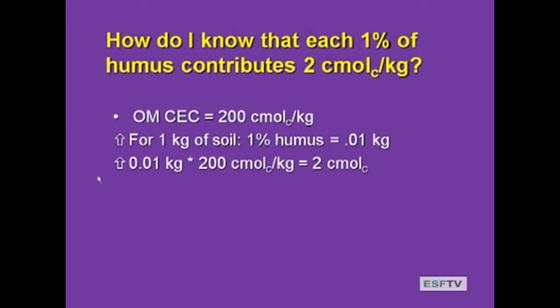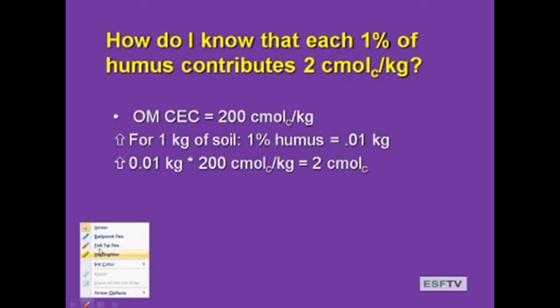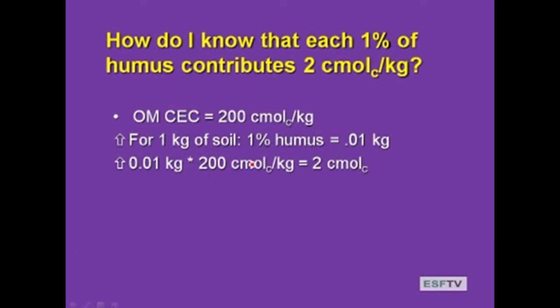Now, if we take the amount of humus in that and multiply it times the CEC, the exchange capacity, the product is 2 centimoles of charge per kilogram. Here, 0.01 kilogram times 200 centimoles of charge per kilogram. Cancel out the kilograms: kilograms here, kilograms in the denominator. And the units that we end up with are centimoles of charge.